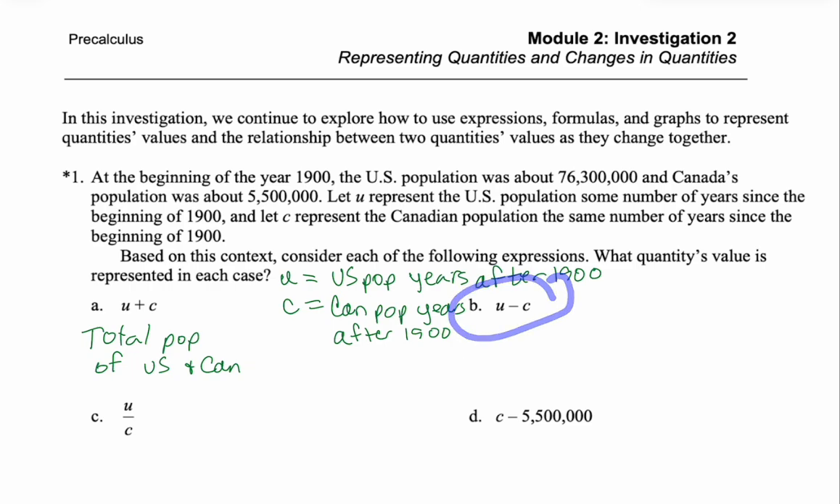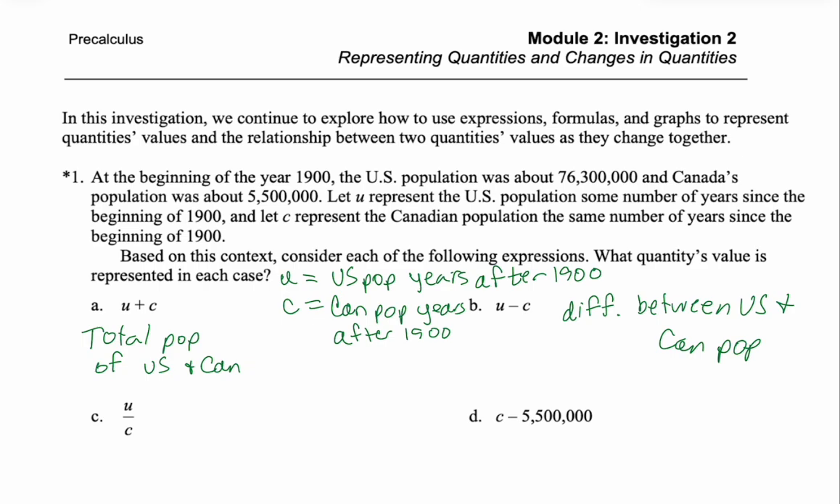What would U minus C end up representing? The difference between them. And thinking about subtraction, there's a lot of words that you can use for subtraction, but I think difference is a good way to think of that. So this is the difference between the US and Canadian population so many years after 1900.